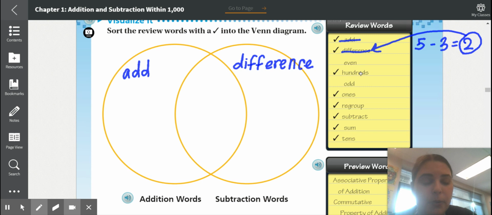Okay, next word with a check mark is hundreds. When we use the word hundreds, we're talking about place value. Ones, tens, hundreds, thousands. Do you think that hundreds is a word we could use for addition, subtraction, or both? Can we add numbers in the hundreds? Yes. Can we subtract numbers in the hundreds? Also yes. So the word hundreds would go under both. That goes in the middle.